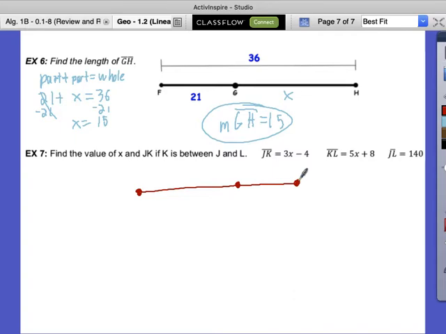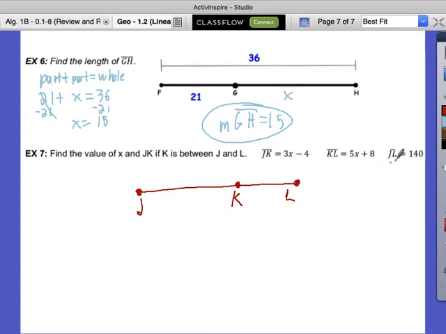Does it matter which point's where? Yes. Kenny, what matters? K is between J and L. Do we really care which side J and L are on? No. Well, let's maybe go alphabetical, J on the left, L on the right. But we know K has to be between them.